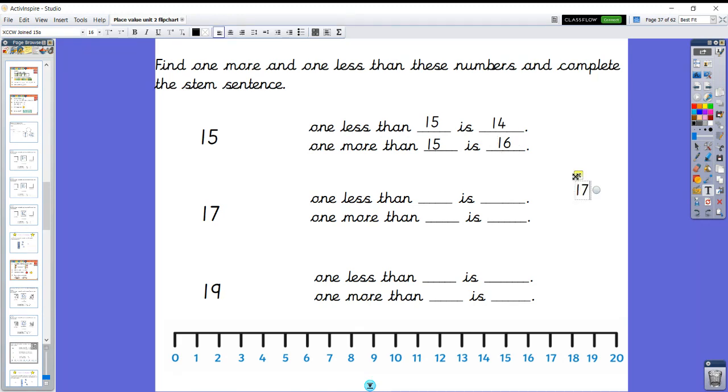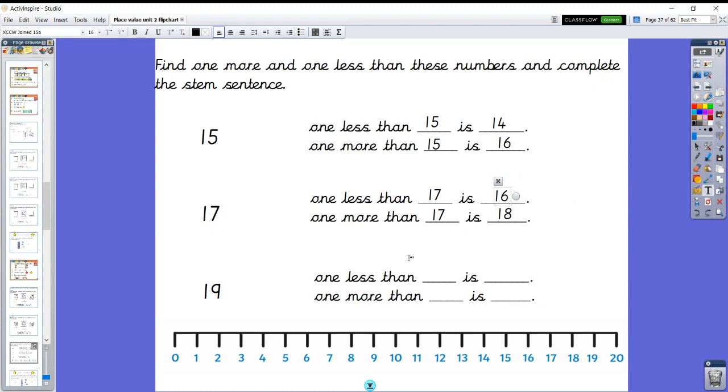I put my 17 in both of my stem sentences. So we know that 1 more than 7 is 8. Therefore, we've still got 1 ten. This time we've got 8 ones. And the second, in fact, I've put that in the wrong place, haven't I? Because that is 1 more. So that's the one that's going to come down here. 1 less than 17. So we want to do 1 less than 7 is 6. So 1 ten and 6 ones.